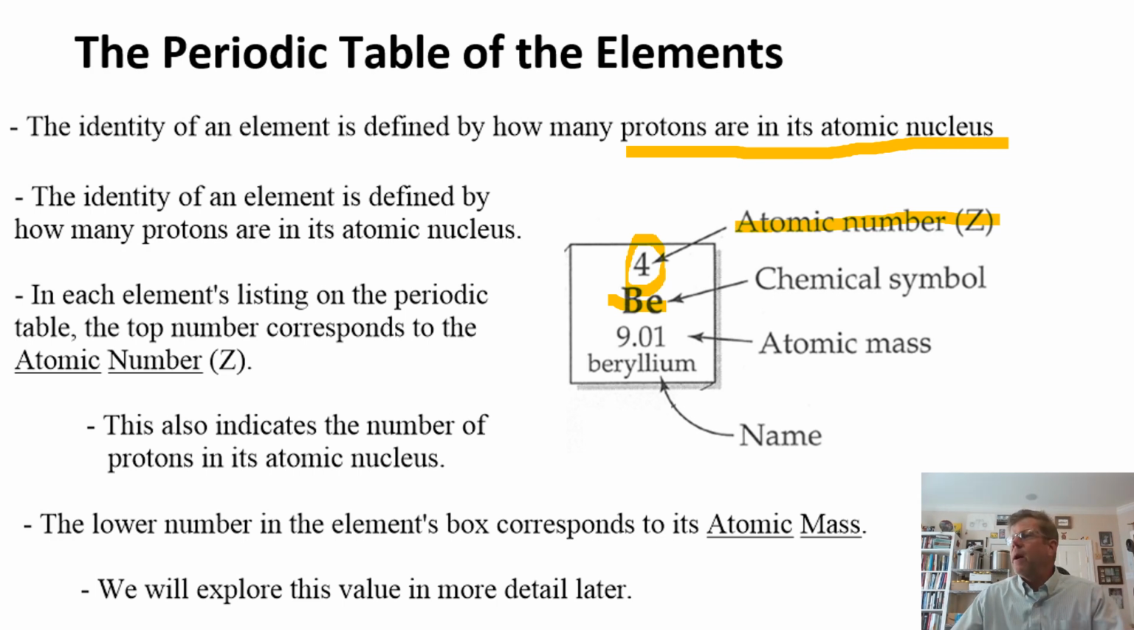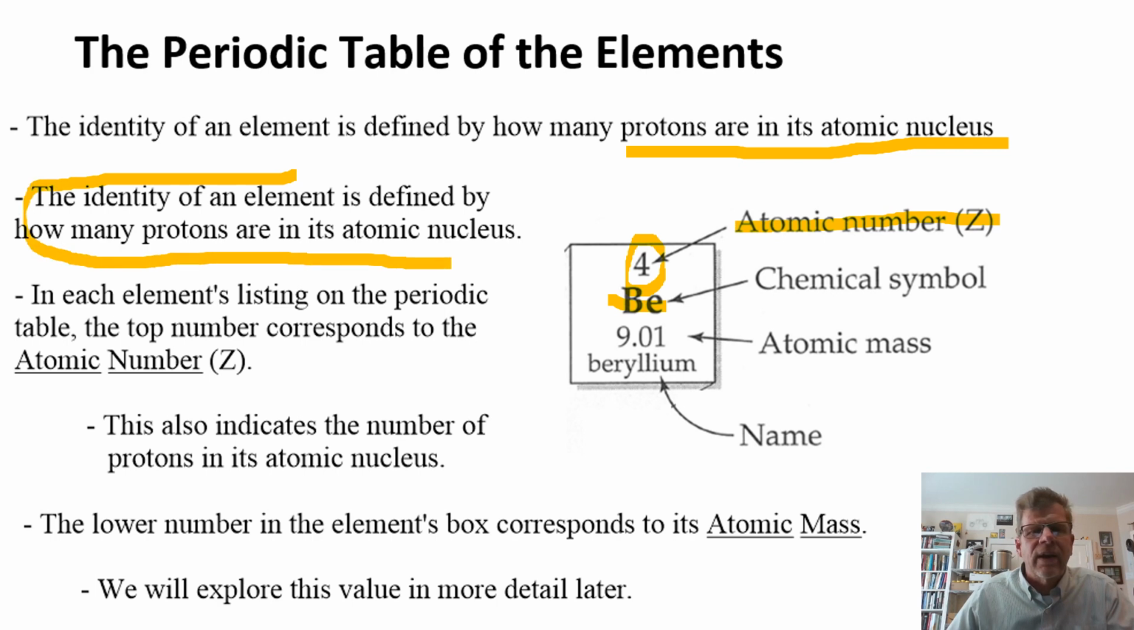And we find that the number of protons in an atomic nucleus defines the element. The identity of an element is defined by how many protons there are in the nucleus. So again, for beryllium, it must have 4 protons in its nucleus. If it doesn't have 4 protons in its nucleus, it is not beryllium. So that's that top number right here.